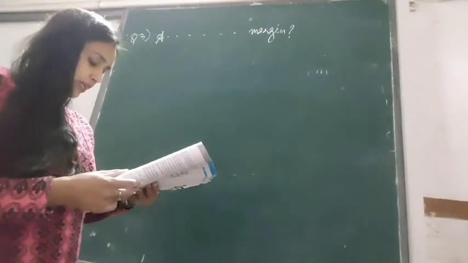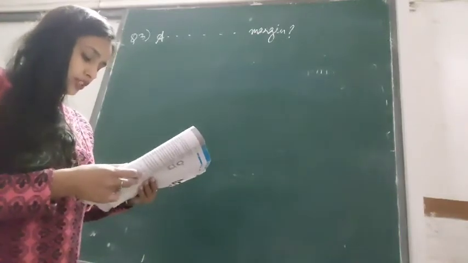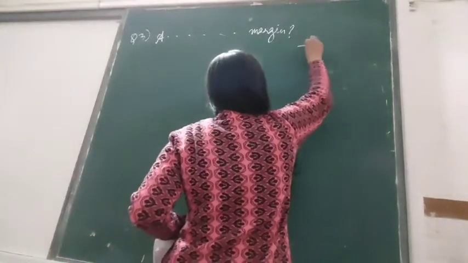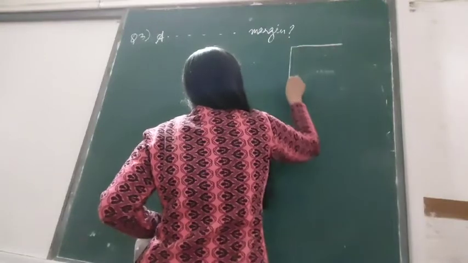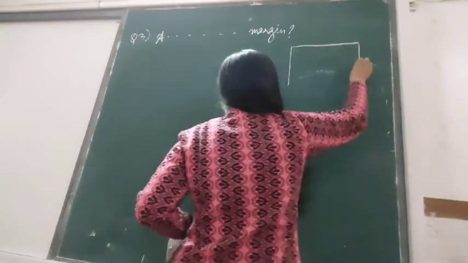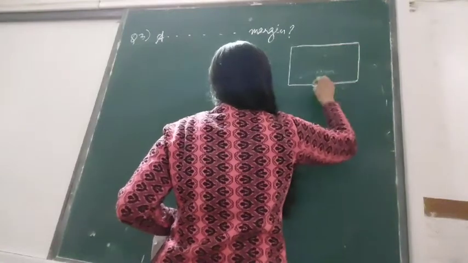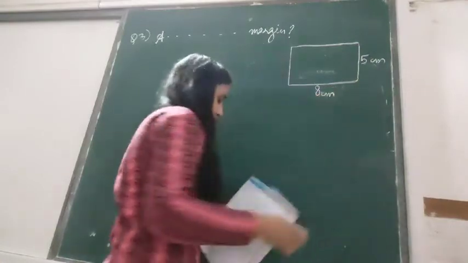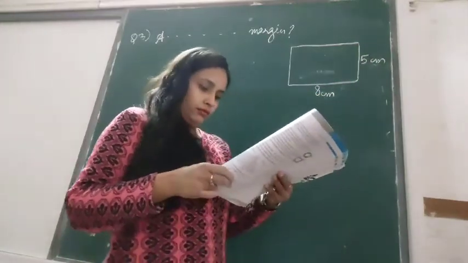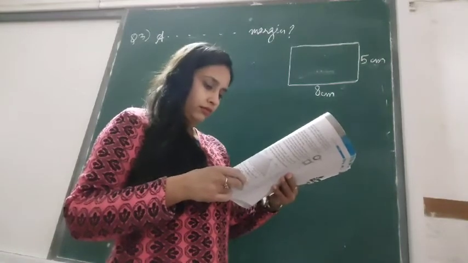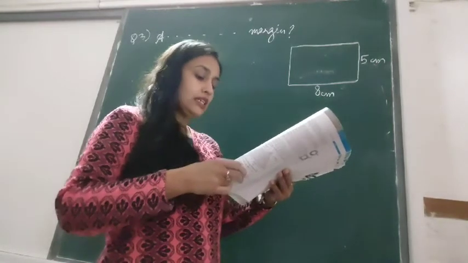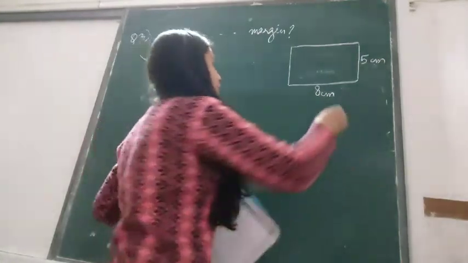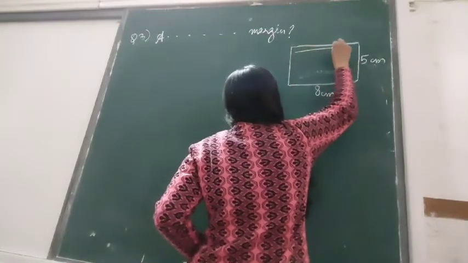A picture is painted on a cardboard 8 cm long and 5 cm broad. So there's a cardboard in which picture is painted, which is 8 cm long and 5 cm broad. So this is 8 and this is 5. Wide such that there is a margin of 1.5 cm on each of its side. So there is a margin. So we draw the margin inside, okay, children?